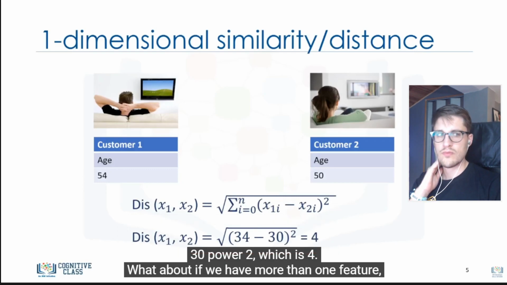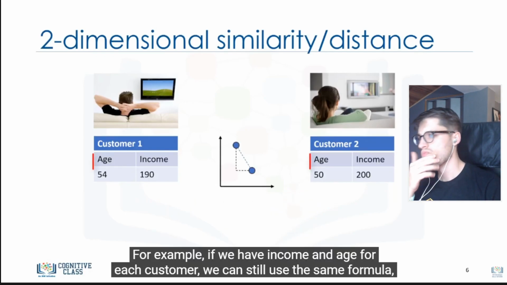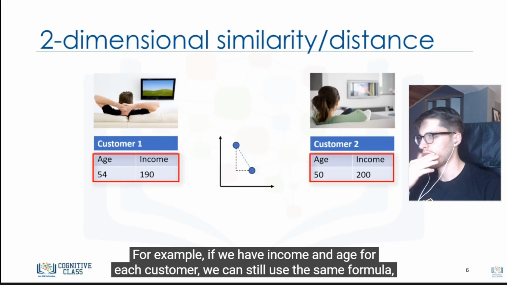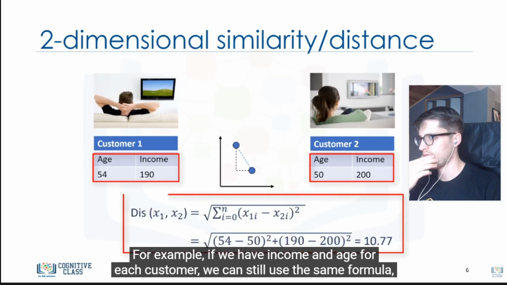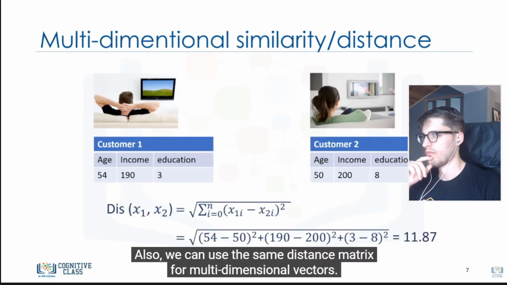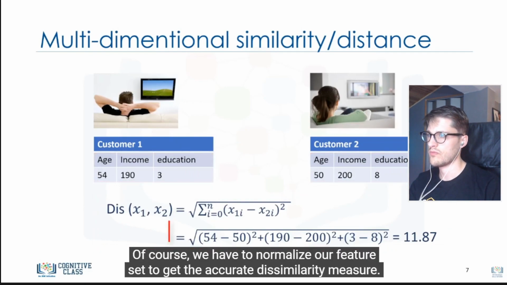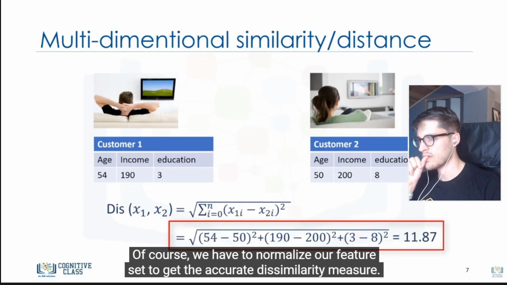What about if we have more than one feature, for example, age and income? For example, if we have income and age for each customer, we can still use the same formula, but this time in a two-dimensional space. Also, we can use the same distance matrix for multidimensional vectors. Of course, we have to normalize our feature set to get the accurate dissimilarity measure.